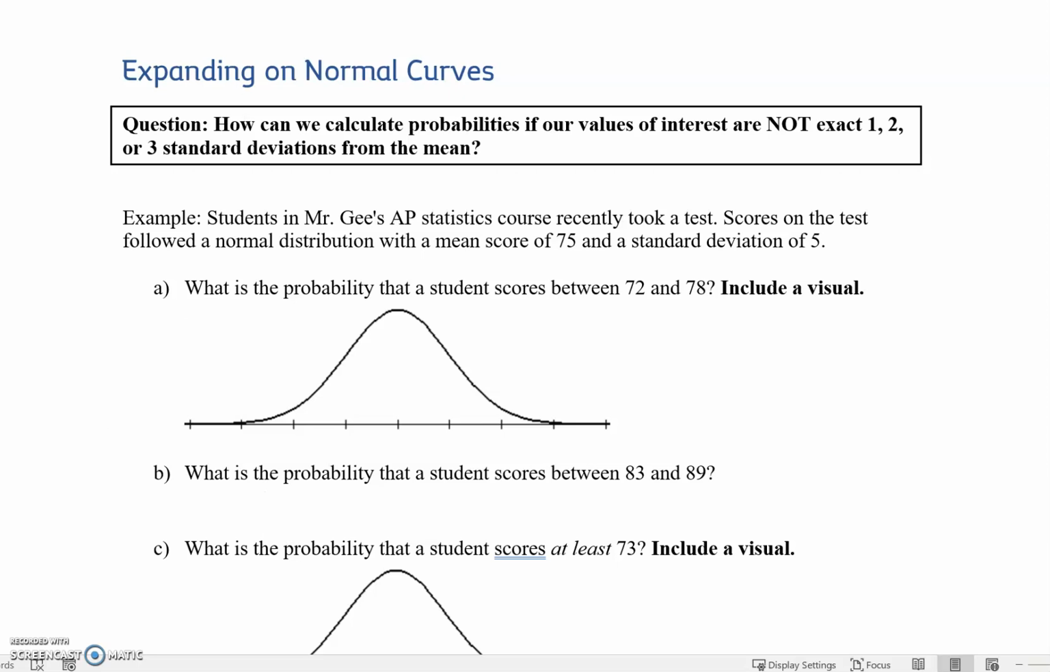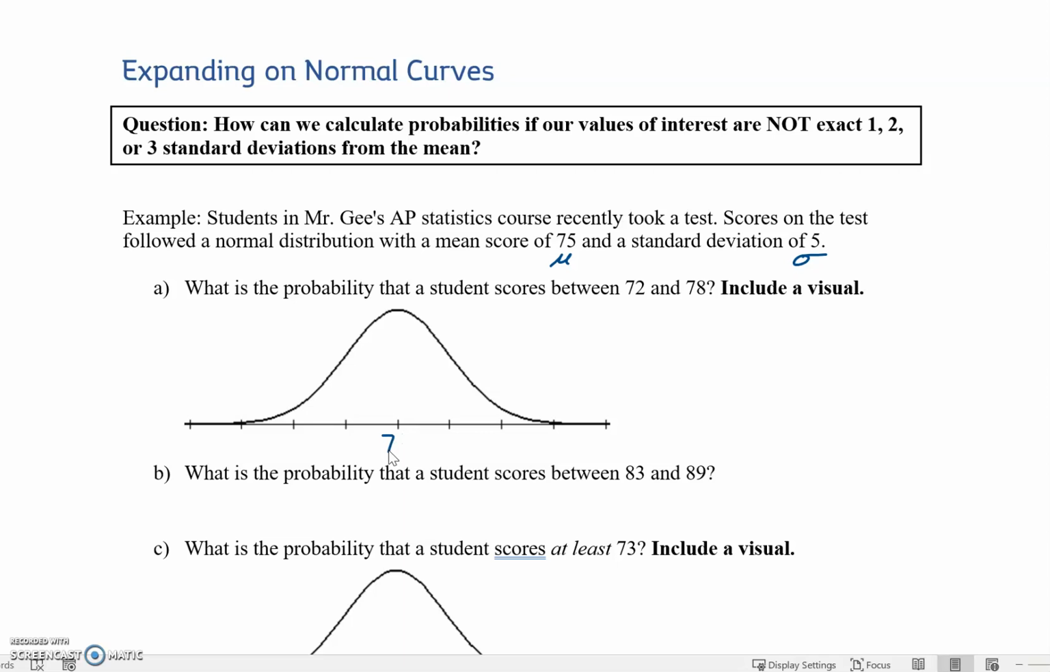So let's say that we wanted to investigate that further. Well, we have now some tools in Excel to be able to help us do that. I'm going to do some more examples of those along with some visuals just to make sure we're tracking everything correctly here. So we're going to use Mr. G's AP statistics course again, where the mean score, mu, is 75, and the standard deviation, sigma, is 5. And so we're going to say, what's the probability a student scores between 72 and 78?